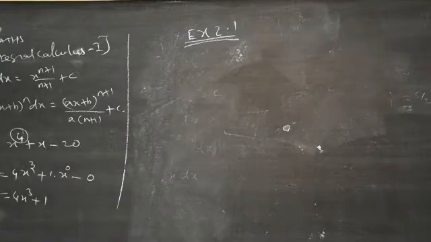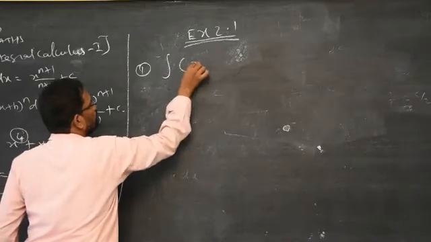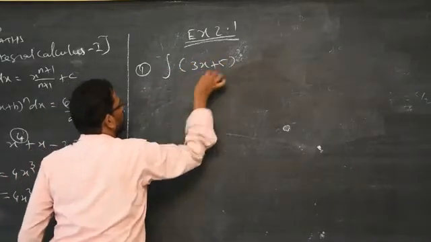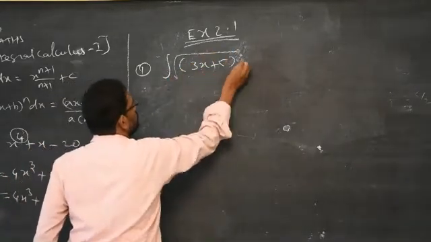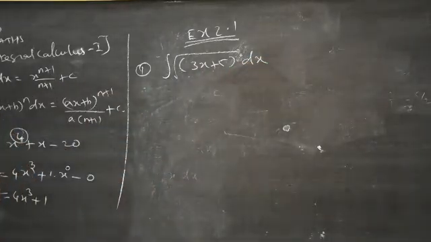Now question number 1 of exercise number 2.1. Integrate square root of 3x plus 5 into dx. This is the question. How do you integrate? You can use this formula.